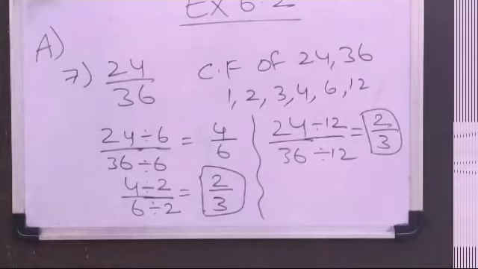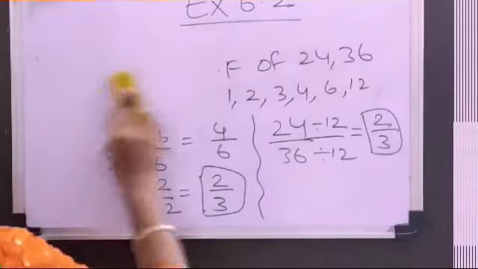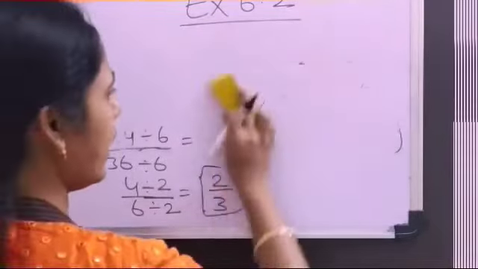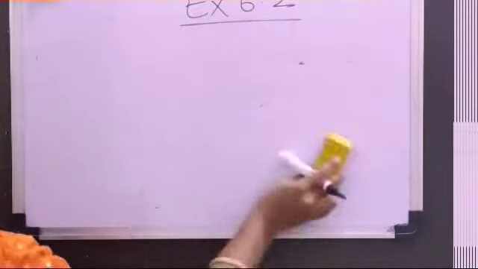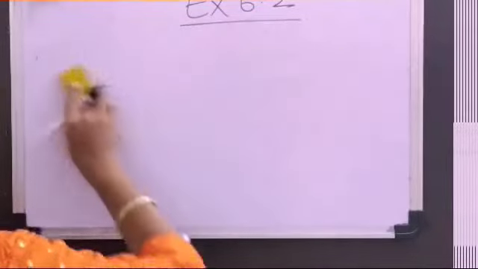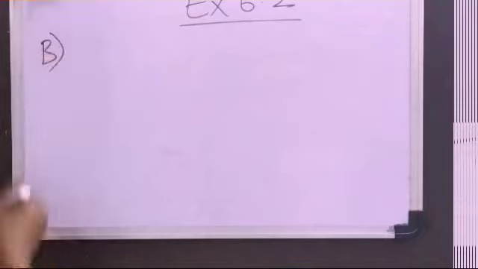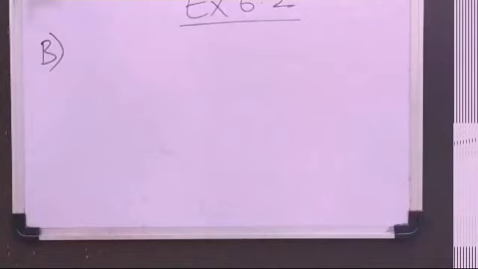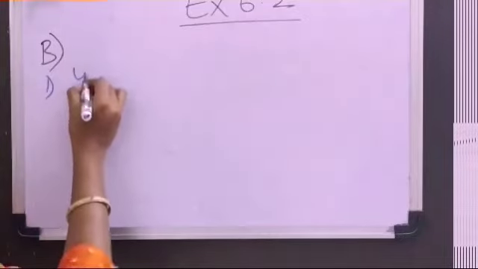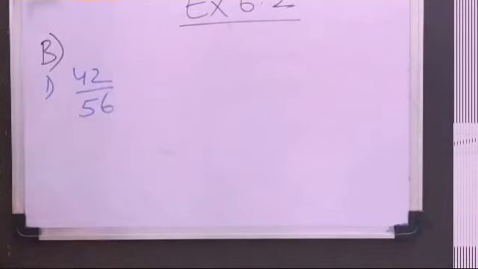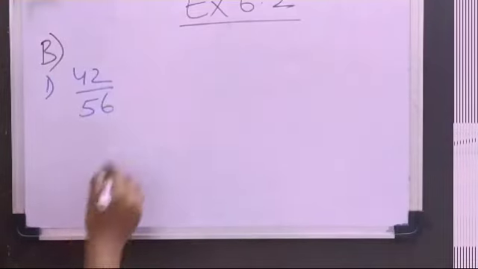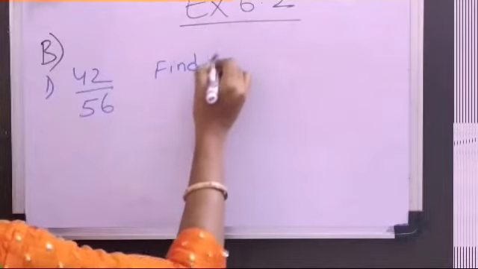Now coming to the B bit. See what is given in the B bit. What is the question they are asking? They are asking to find the lowest term of the given fraction by finding the HCF of the numerator and the denominator. Now for the B bit, I'll take one more color. In this we'll do the first one, 42 by 56.